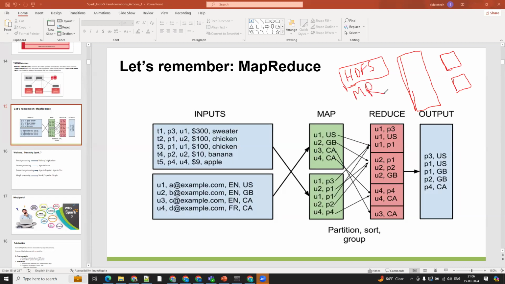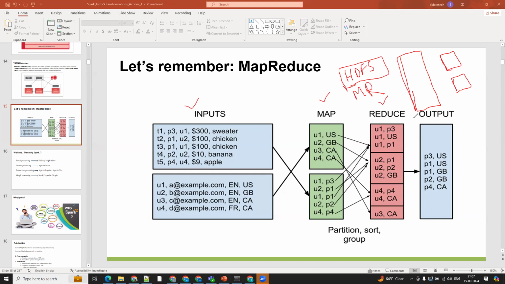MapReduce. MapReduce was the program. So in order to write the MapReduce program, what is the language we have to use? Java language we have to use. Okay. So if this is the input, we have to write the code for map and the code for reduce, and we have to get the output for that. Okay. So we used to write the code like this.